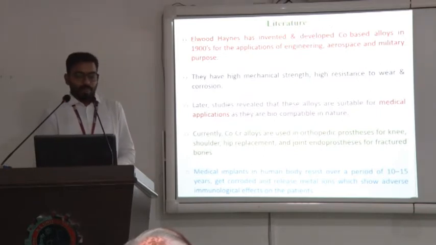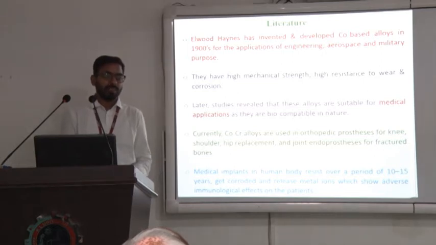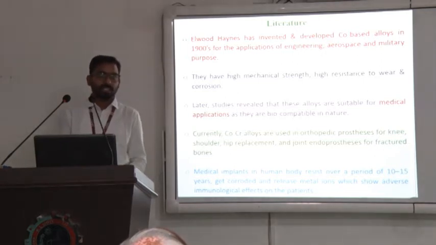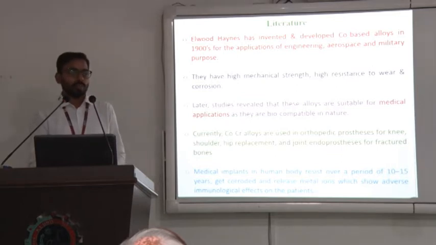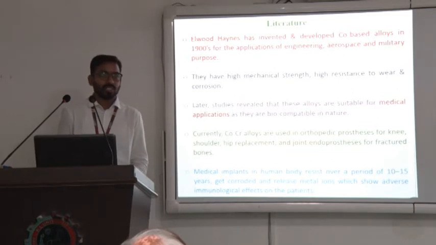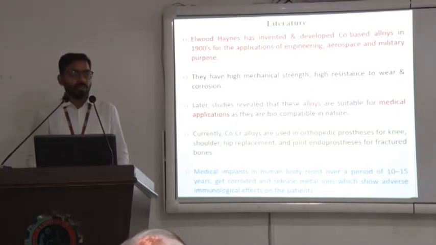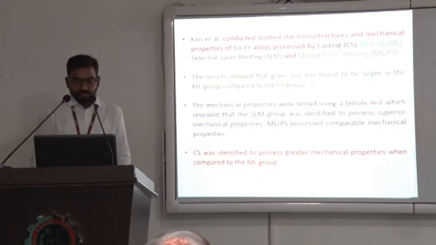Literature. Elwood Haynes, an American scientist, developed and invented cobalt-based alloys. Cobalt-based alloys have high resistance to wear and corrosion and high mechanical strength. Later studies revealed that these alloys can be used for biomedical applications as they are biocompatible in nature. Currently, cobalt-based alloys are commonly used for prosthetic joints, knee, shoulder and hip replacements. Typically, medical implants last in the human body for 10 to 15 years.